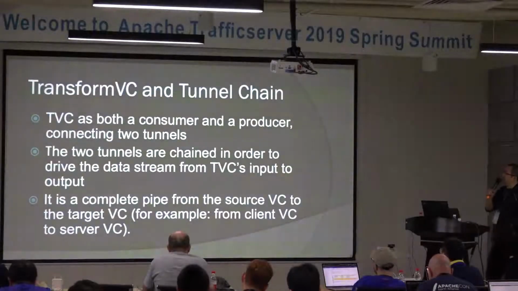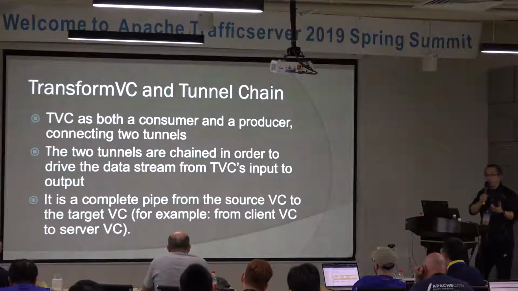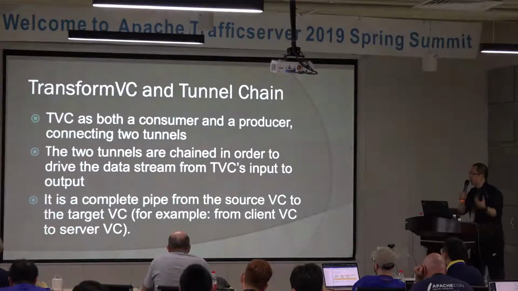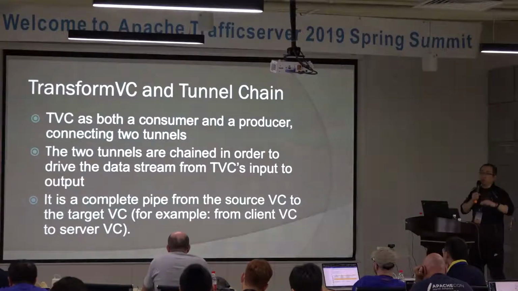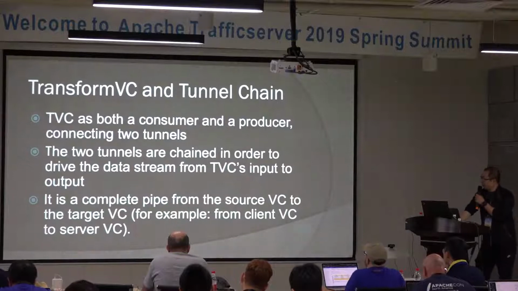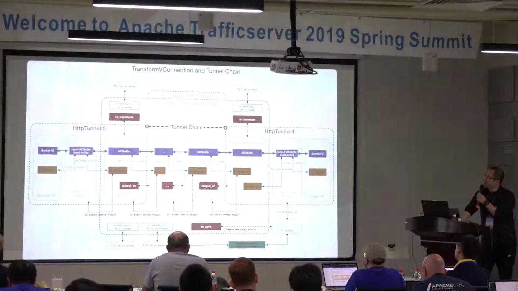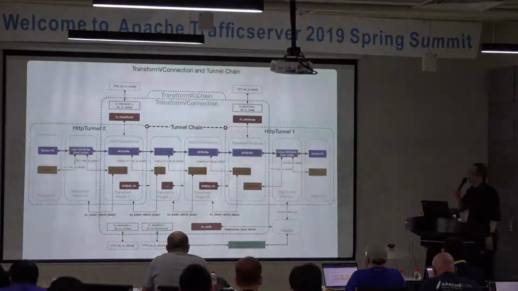The TransformVC and tunnel chain work together in ATS. TVC is both a consumer and a producer connecting two tunnels. So we have two tunnels in the HTTP SM. The two tunnels are chained in order to drive the data stream from the TVC input to the output. So it is a complete pipe from the source VC to the target VC. This is a full, completed pipe diagram.